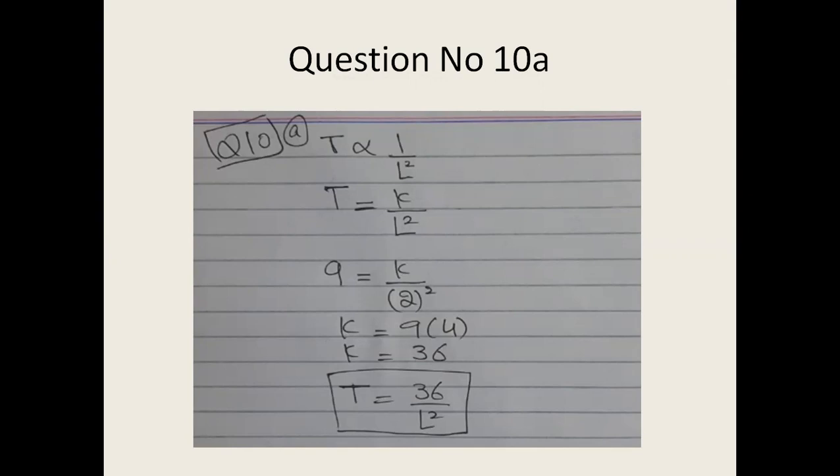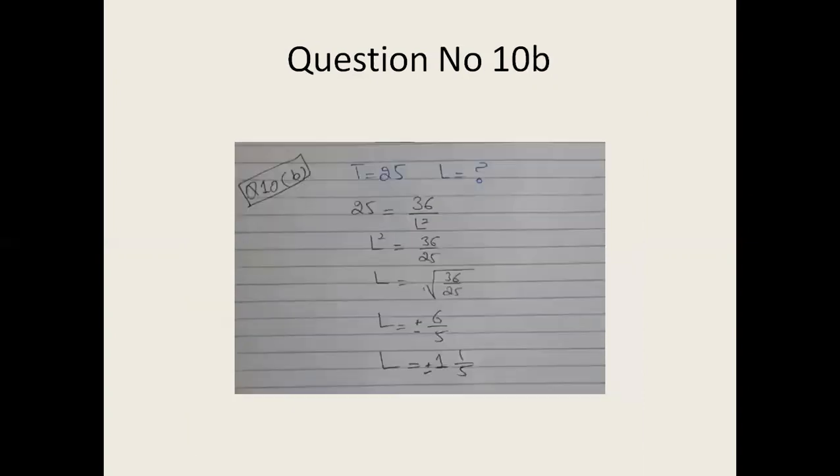So T equals K by L squared. T is 9, L is 2. So 9 equals K by 2 squared. 2 squared means 4. When that 4 goes to the other side, it multiplies with the 9. So K will be equal to 36. So the formula becomes T equals 36 by L squared. Okay, so that's the formula.